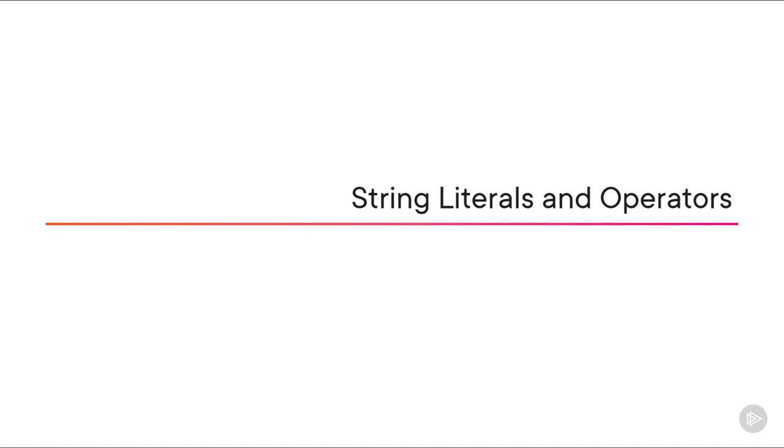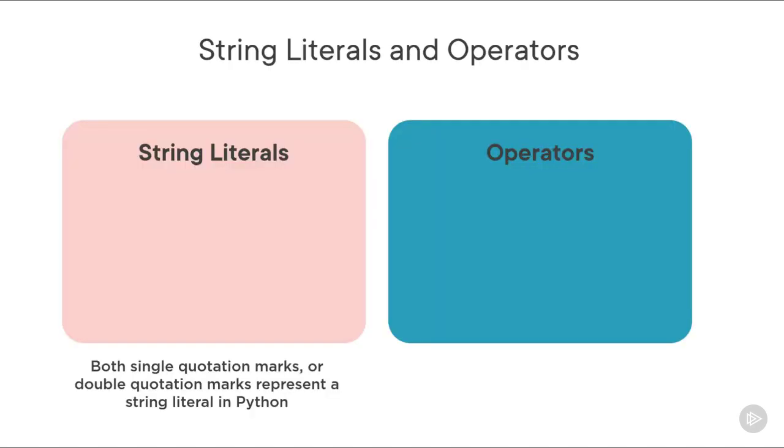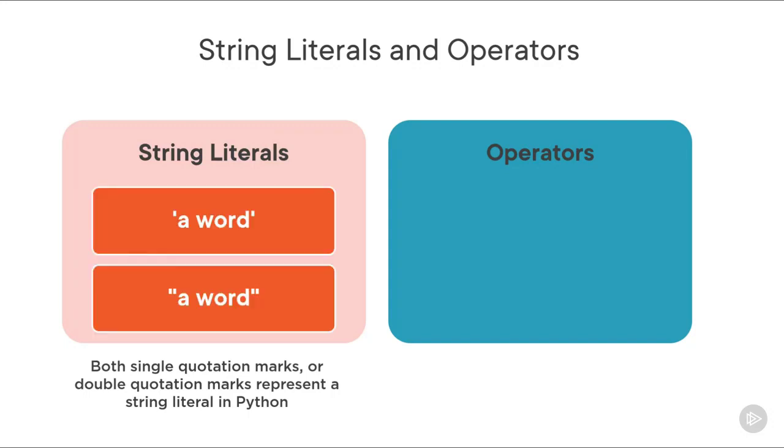Let's take some time now and explore string literals and operators within Python. So a single quotation mark or a double quotation mark can represent a string literal in our Python code. Let's take a look at what this looks like. So we have a word there between single quotation marks, and we also have the same thing in between double quotation marks. So if we put that in our Python code, Python's going to know how to interpret both and know that that represents a string literal.